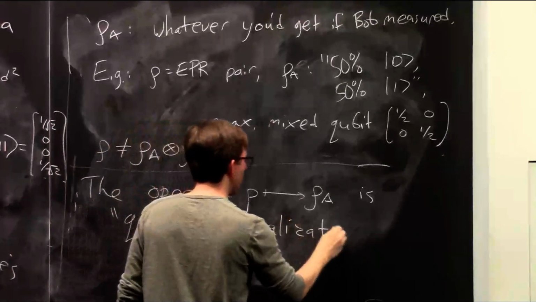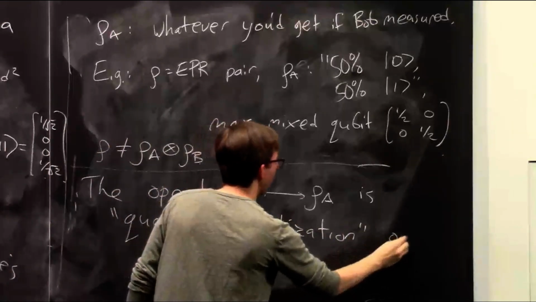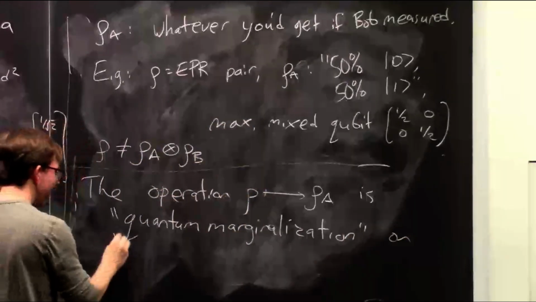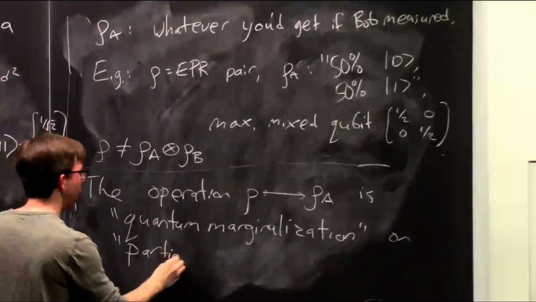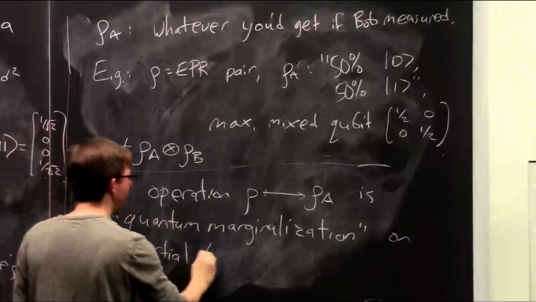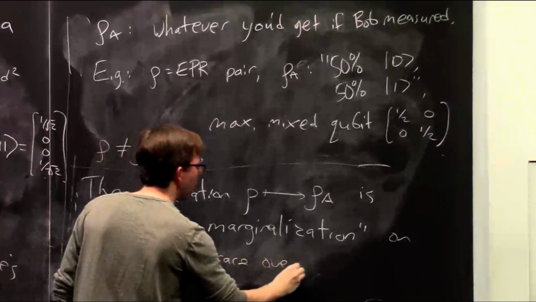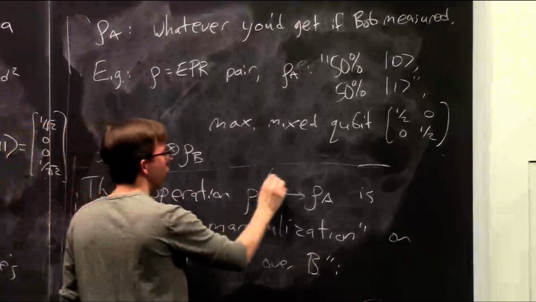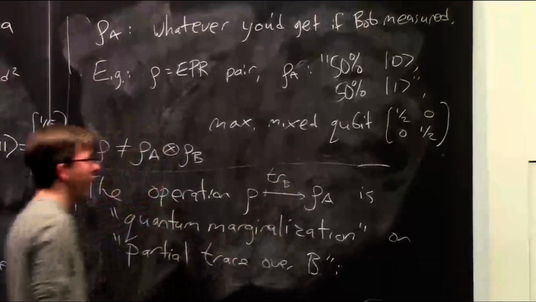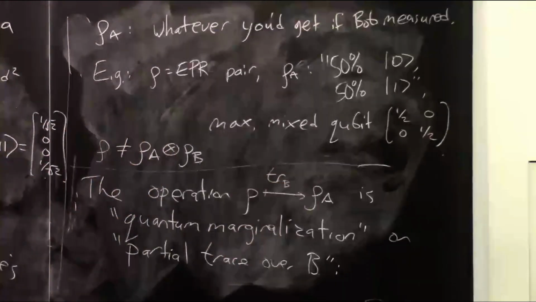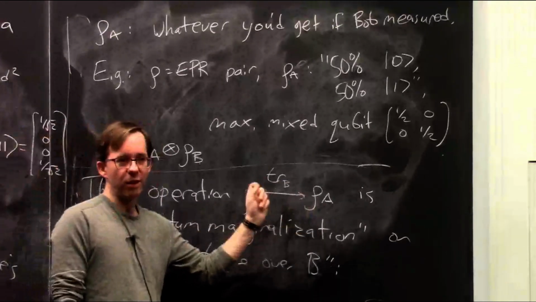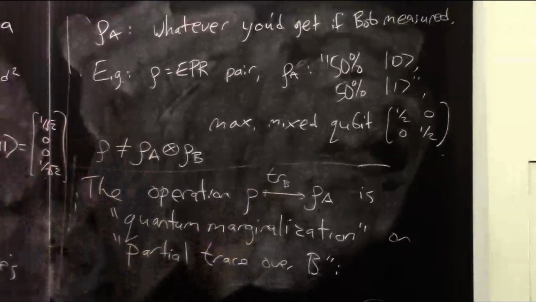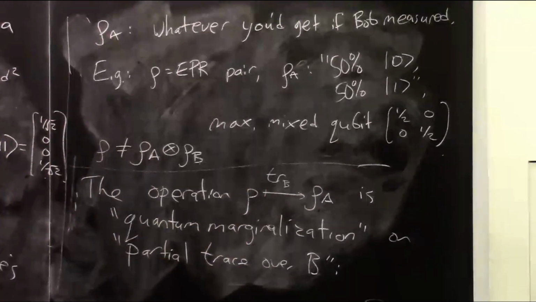The phrase that they do use a lot is partial trace. So I'm saying this because you may encounter it in your life. This operation is called the partial trace, over the Bob part, the B register. And it's written trace sub B. And sometimes it's called tracing out the Bob part. And similarly, the quantum marginalization that takes rho to rho B is called tracing out over A. But yeah, that's it. I mean, never mind.